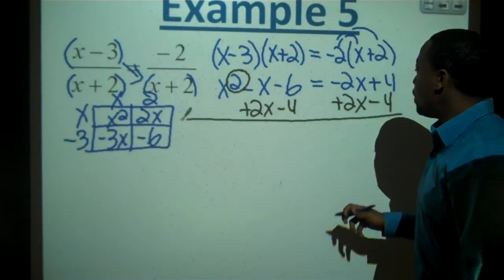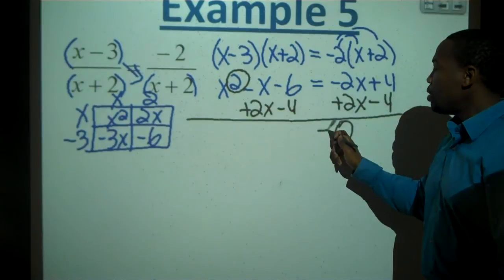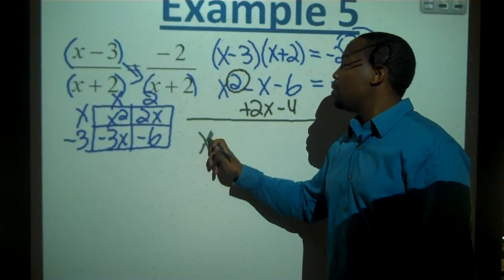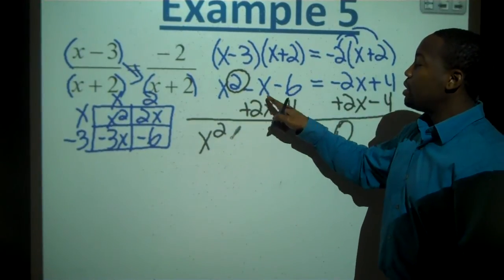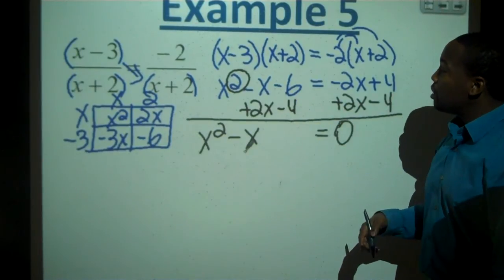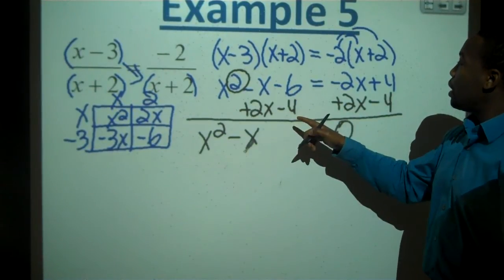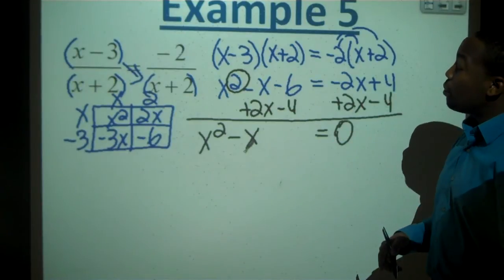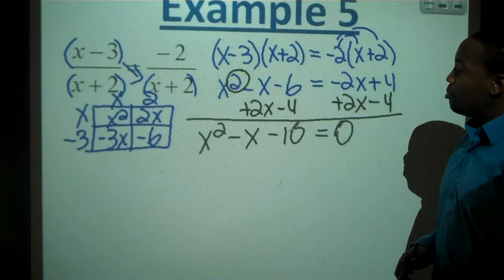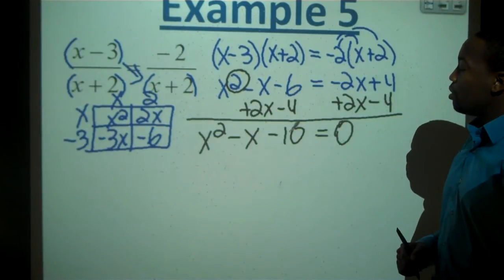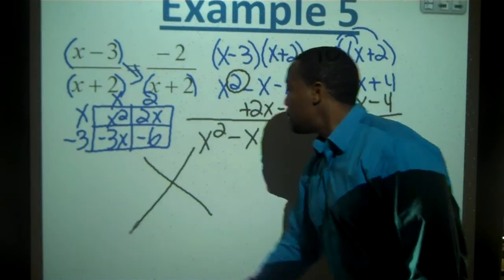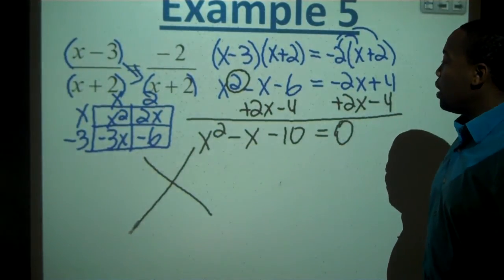Now the whole thing I need to do is add like terms. So what are like terms here? Well, I don't have any like terms for the x squared, so I bring that straight down. Negative 2x and x are like terms, so that gives me a negative x. Negative 6 and a negative 4 gives me a negative 10, right? And then from there, we do our x. So let's see here. Do I have anything there?